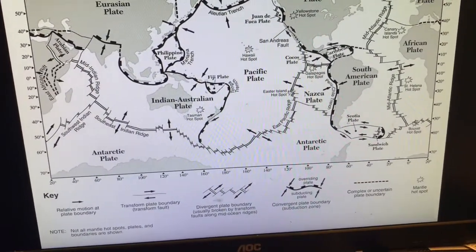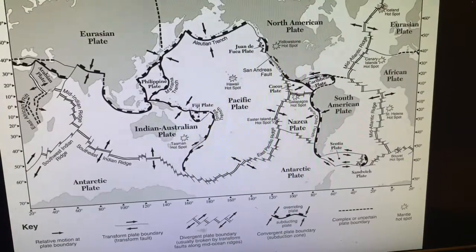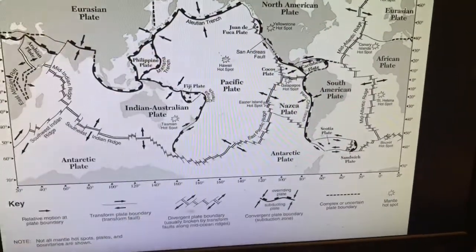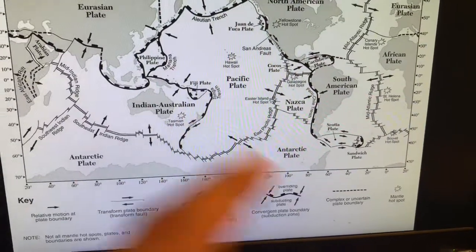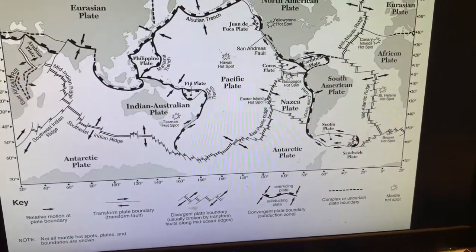Okay, now there are some boundaries that we're not 100% sure of. We know that there's a boundary there, but we don't know exactly what's going on. You have the one here, complex or uncertain plate boundary. Okay, so you have, you know, images over here and stuff like that that are going on.